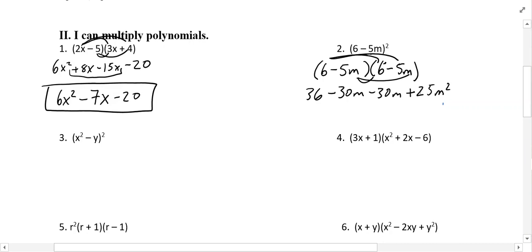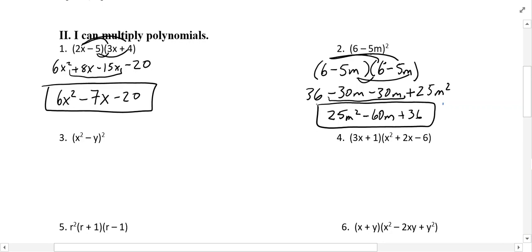All right, so this one I'm going to change some order around. I want to make sure the highest exponent comes first. So I'm going to start with this 25m squared. There was no other m squared, so it's by itself. Then I'm going to combine my like terms here. Negative 30m and negative 30m are going to give me a negative 60m. And then my last term is a positive 36. And so then this is your final answer.